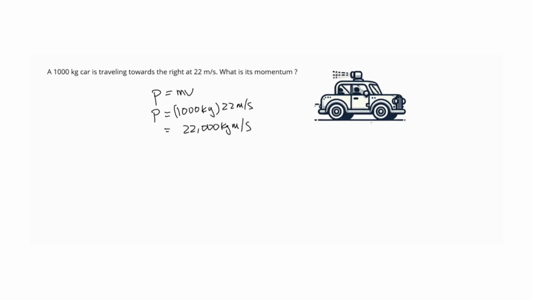Let's look at another question. In this case, we have a 1.2 kg ball traveling towards the left at 4 meters per second. Again, p would be mv, which is 1.2 kg times negative 4 meters per second. It's really important that we pay attention to left and right, or up and down, when we're looking at momentum. And so that would give us negative 4.8 kg·m/s.